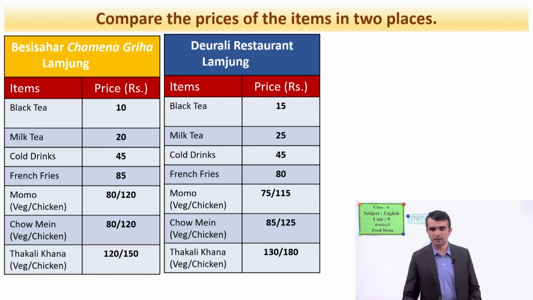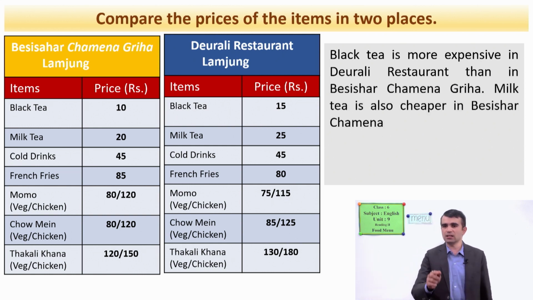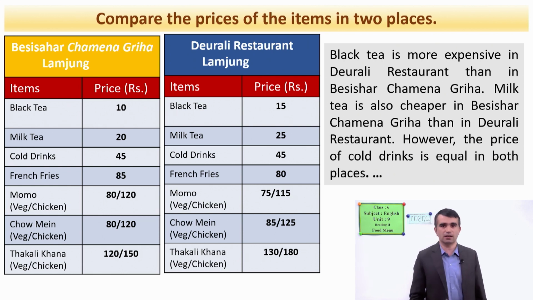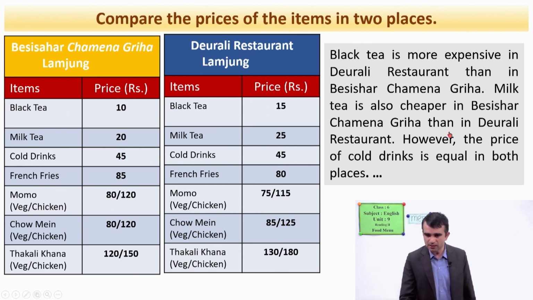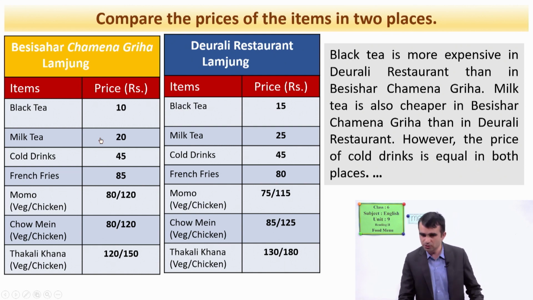Now you can compare. You can use this sort of sentences. Black tea is more expensive in Devrali restaurant than in Besar Chamanagriya. And milk tea is cheaper in Besar Chamanagriya than in Devrali restaurant. Milk tea costs 20 rupees here in Besar Chamanagriya and it costs 25 rupees in Devrali restaurant. It means it is cheaper in Besar Chamanagriya.